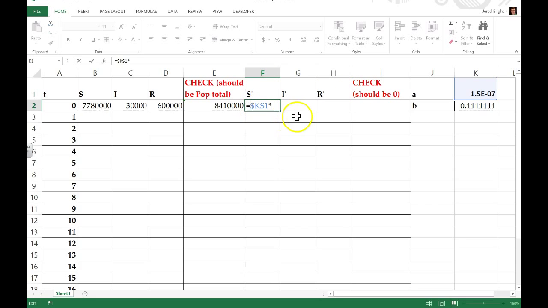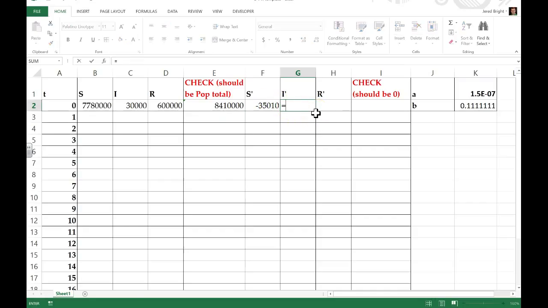Okay, and I forgot a minus sign. So again, the formula for S prime was minus, and then A times S, so I'm going to click on the cell with the population value in it, times I, so again the cell with the population for infected in it, and then hit enter. Okay, and I got that same value I computed before.